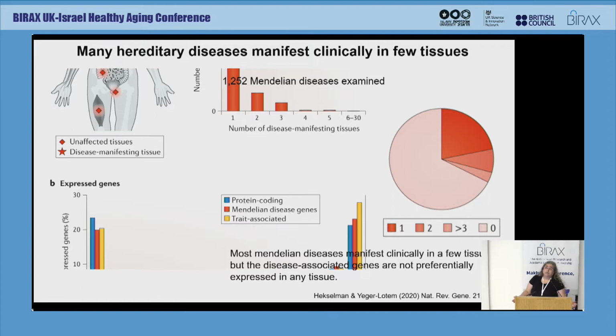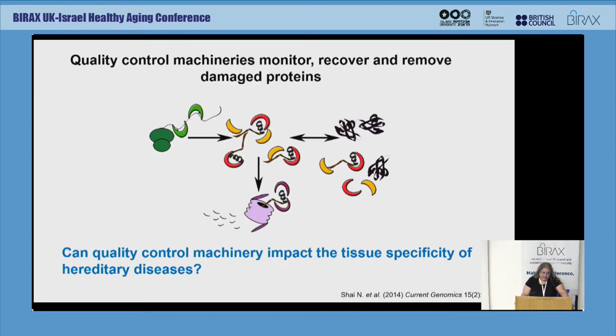Some are as simple as expression level. If we have a tissue, for example, that is expressing a high level of a particular gene, then obviously if that gene is affected, this tissue is most likely to be affected. But there's also other explanations like partners that are in one tissue or another, paralogs, or a redundancy of function. And as I said, what I'm interested in is quality control mechanisms, and specifically what I wanted to ask is whether or not the quality control system can play a role in tissue specificity of disease.